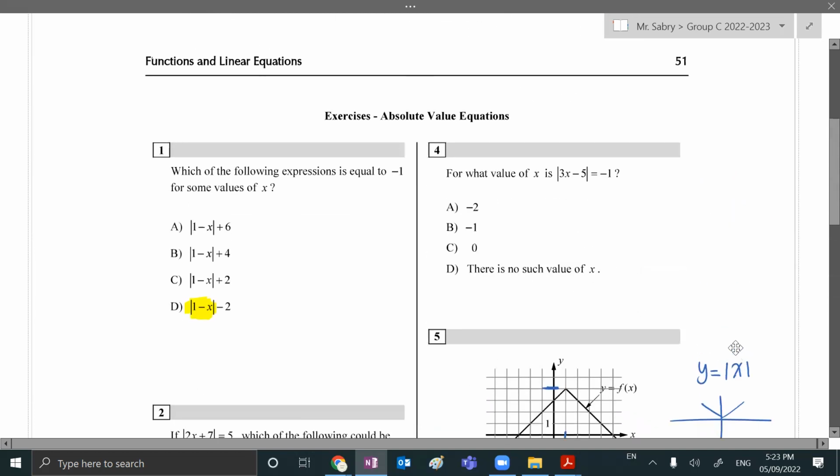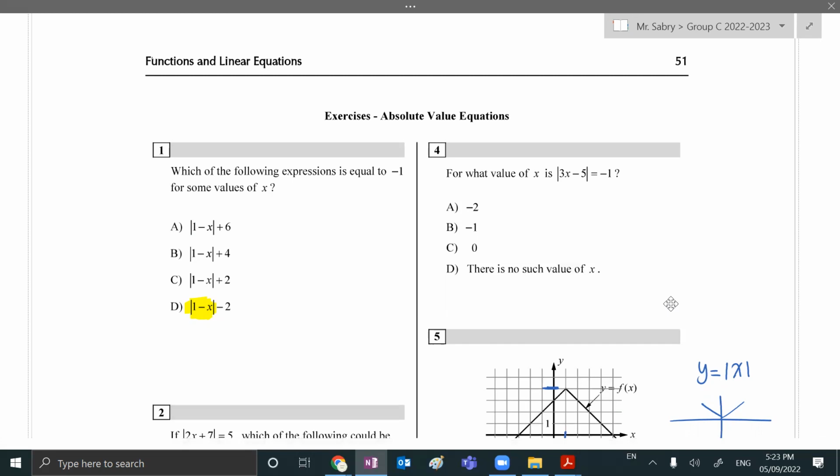Check this one out. This is an equation, but it can't be solved using the geometric way, which is the number line. So try it out without the number line. Okay.